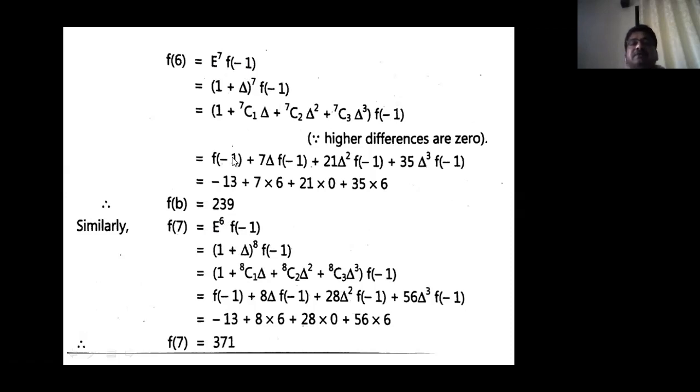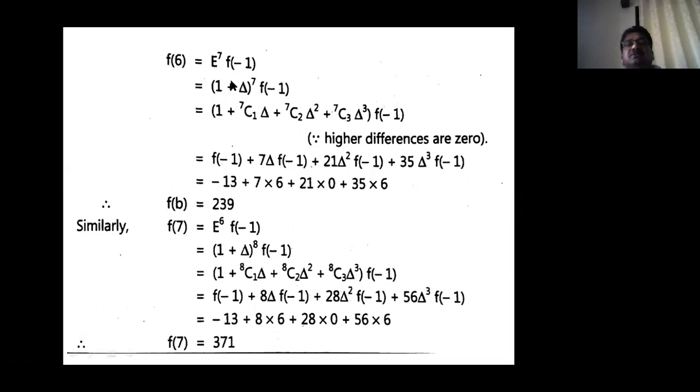Because we know the definition of E of f(x). What is E of f(x)? It is f(x plus h). E squared f(x) is f(x plus 2h). Similarly, E raised to 7 of f(x) is f(x plus 7h). Here h is 1, so f(x plus 7), which is -1 plus 7, is 6.